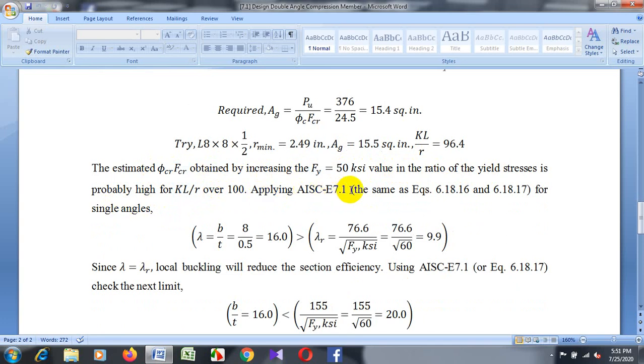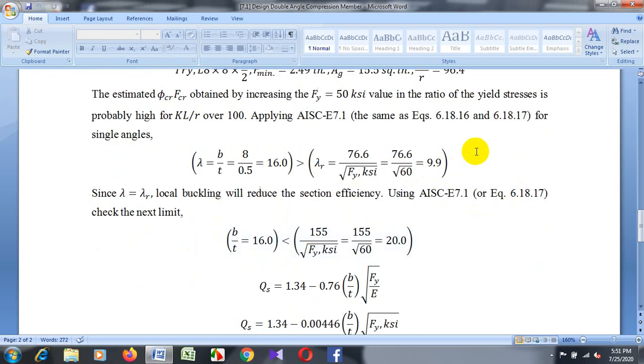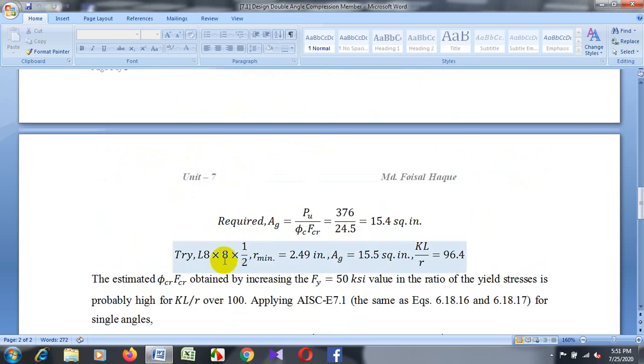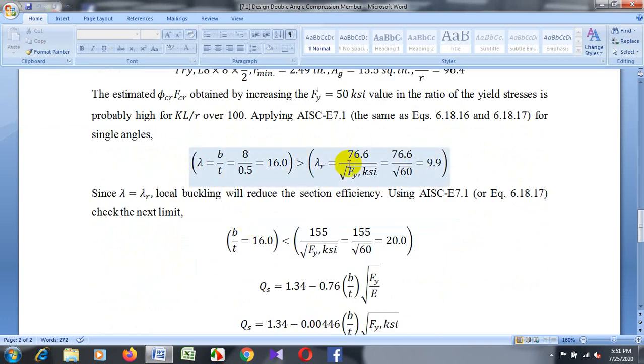Apply AISC 7.1, the same equation as this equation in this book for single angle. This limitation was already known in the previous example. Lambda equal to b divided by t equal to 8 divided by 1/2. b is the 8, and t is the half. And now finally we get the limiting value, lambda r equal to 76.6 divided by root over Fy, 60 ksi. Now lambda compared to lambda r for local buckling. If lambda is greater than lambda r, then local buckling will reduce the section efficiency.